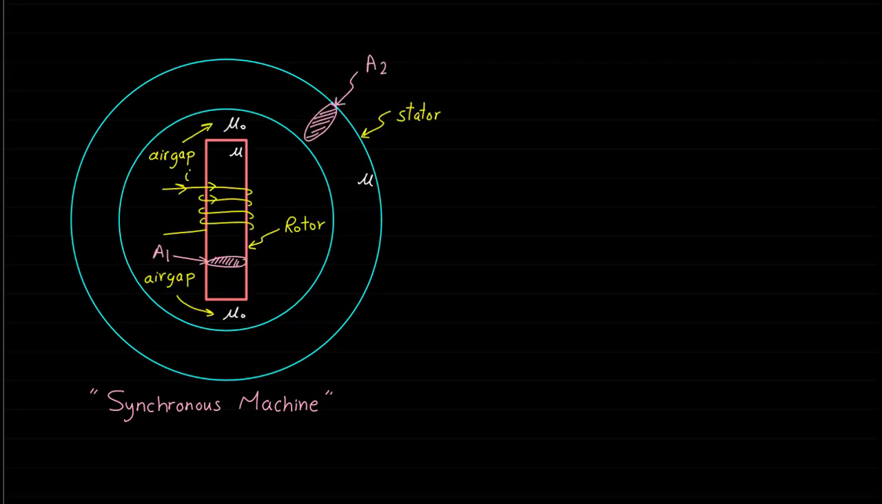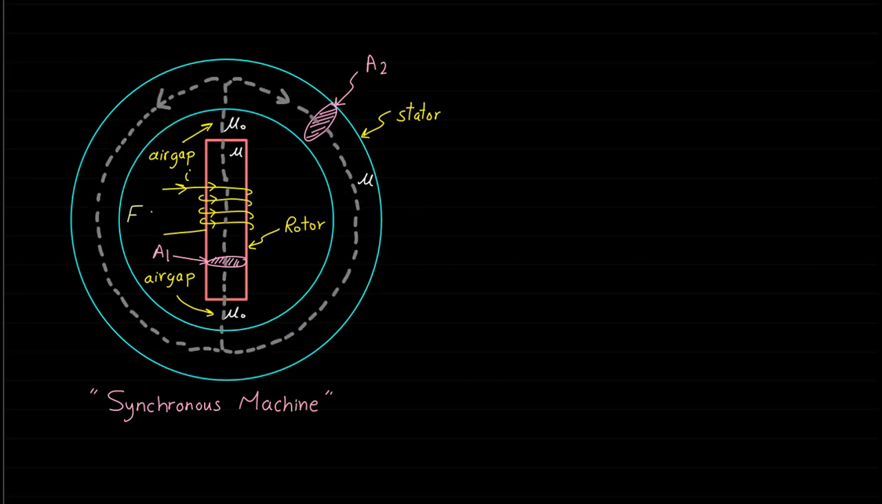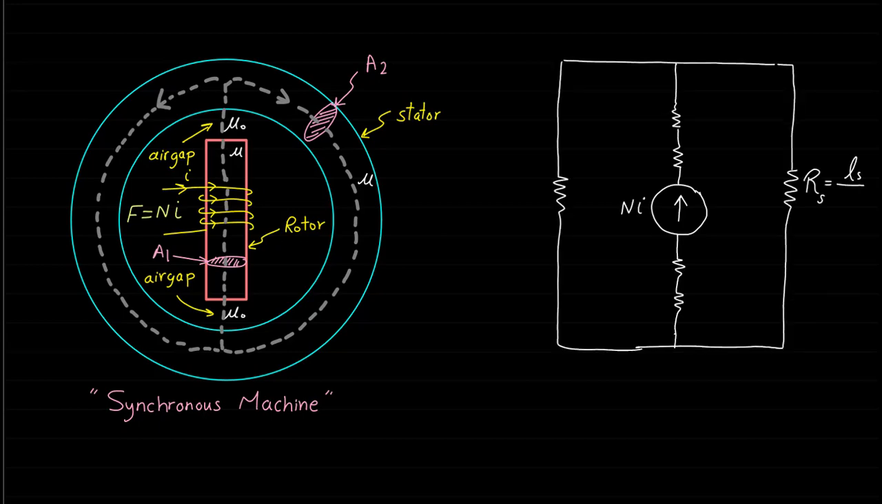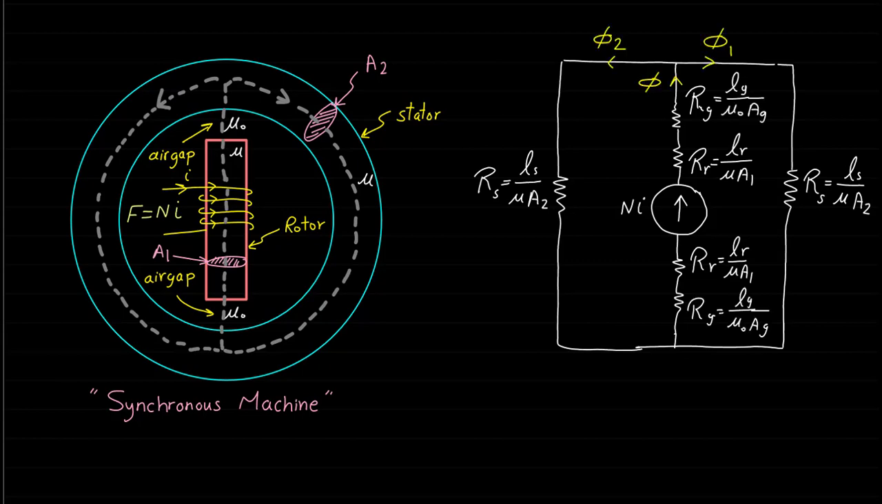First, draw the magnetic field paths. Second, find the MMFs and the reluctances along the magnetic field lines. Then draw the equivalent circuit.